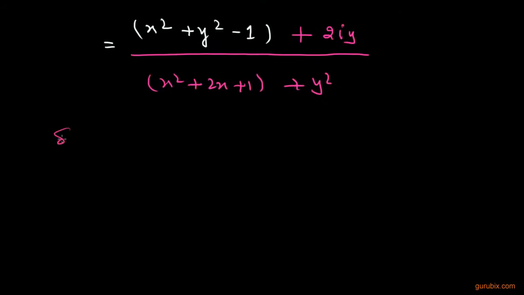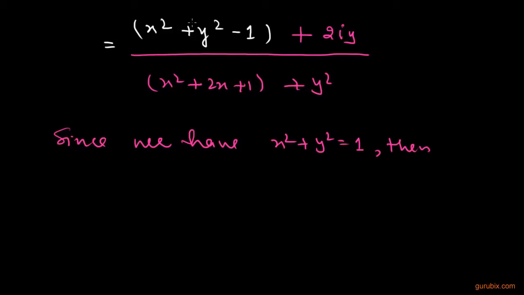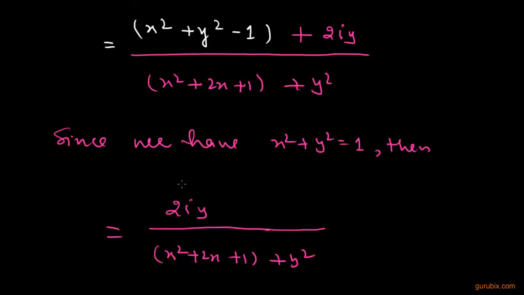Since we have x squared plus y squared equal to 1, if we put x squared plus y squared equal to 1 here, then we have only 2 iota y over x squared plus 2x plus 1 plus y squared, and we observe that this value is purely imaginary.